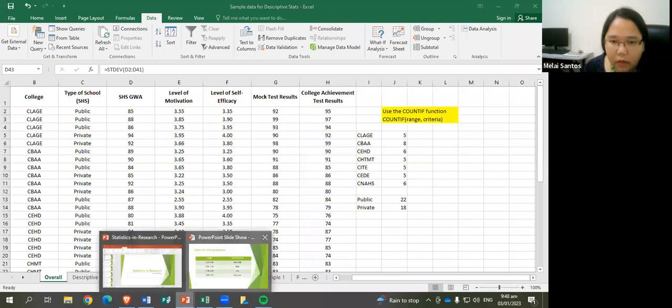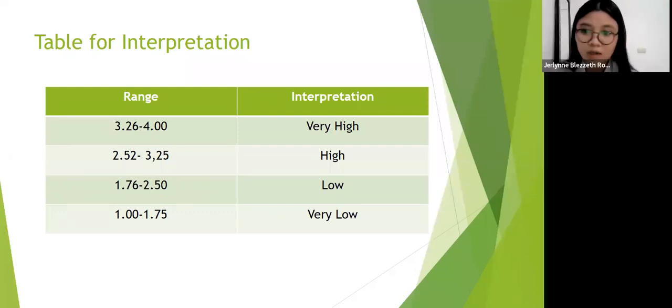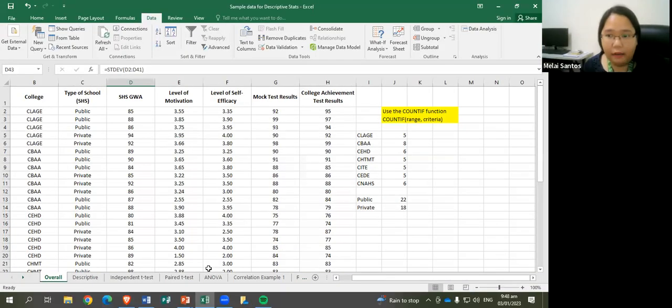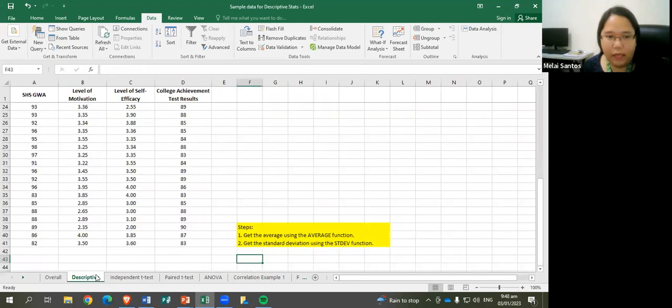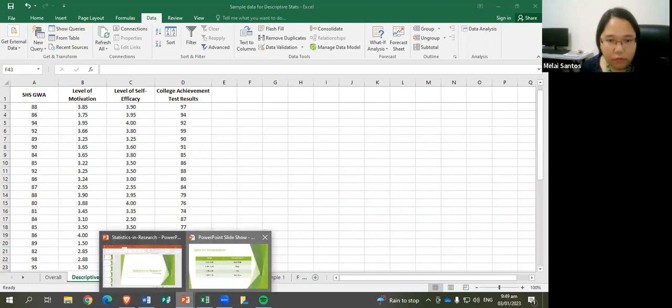So where are we here? On the interpretation? Very high. So the same, no? Very high self-efficacy and very high level of motivation. Actually, it's separated here already. That's just fine. On the second page. But we worked on the first page. That's just fine. Okay, so let's continue.